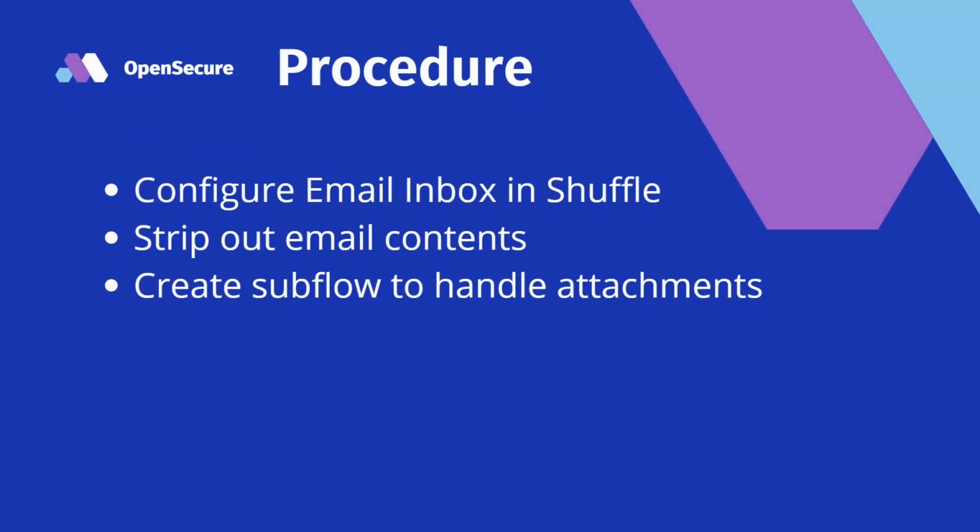And the procedure that we're going to do is, again, configure our email inbox within Shuffle to be able to read emails that actually hit our inbox. We're then going to strip out the email contents, similar to last video, and then we're going to create a subflow to handle the attachments. So this will be a little bit of an introduction to subflows and how we can incorporate those to be able to parse out data that's contained within lists. And that'll be a little more clear to you guys as we progress through this video.